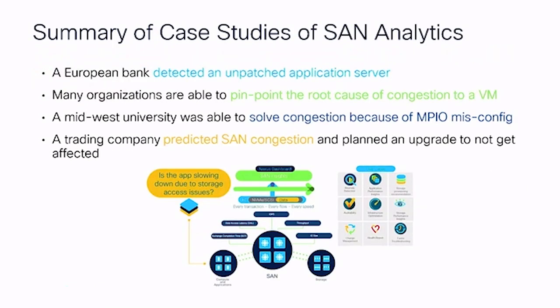Okay? So I just want to summarize the 4 use cases. I hope something like this you can use too. One is a European bank that was able to use the latency metrics, the ECT, the DAL, to find an unpatched server. Another, like many organizations, when the links are congested, they are able to pinpoint a specific VM.